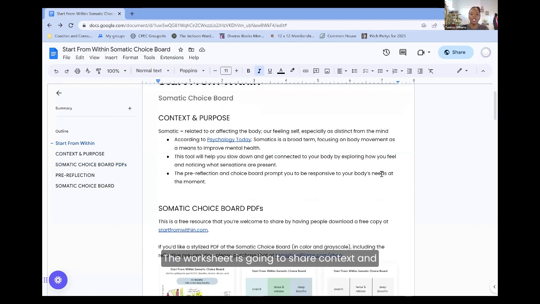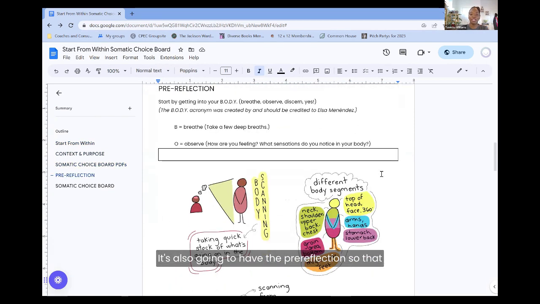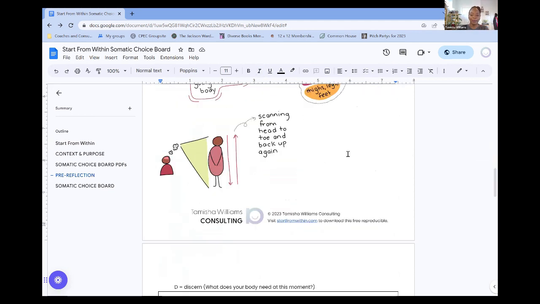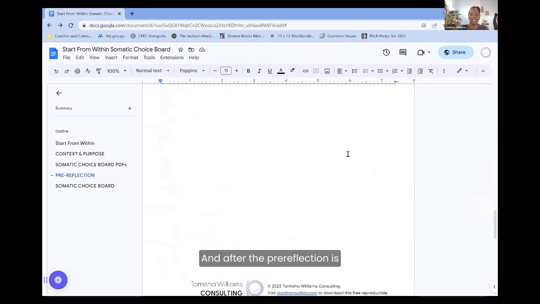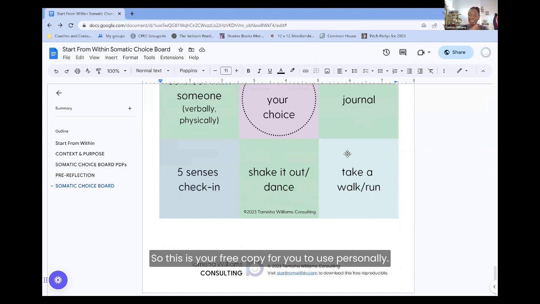The worksheet is going to share context and purpose similar to what we went over. It's also going to have the pre-reflection so that you can type in and talk about how you're feeling and what you observe in your body. And after the pre-reflection is the actual somatic choice board. So this is your free copy for you to use personally. Now, let's say you really enjoy this tool and you want to share it with others.